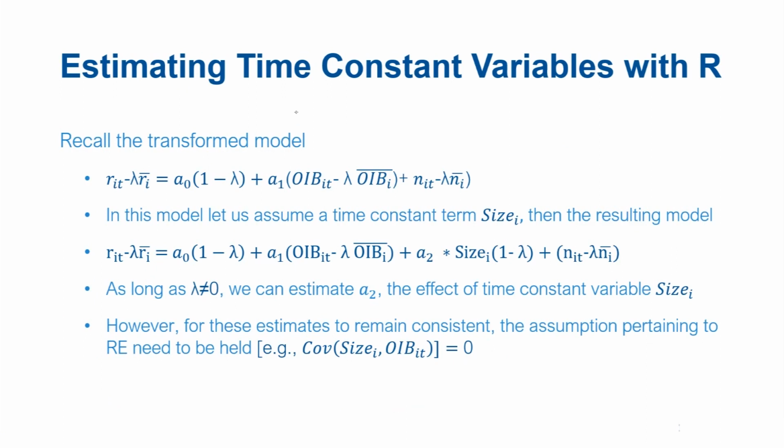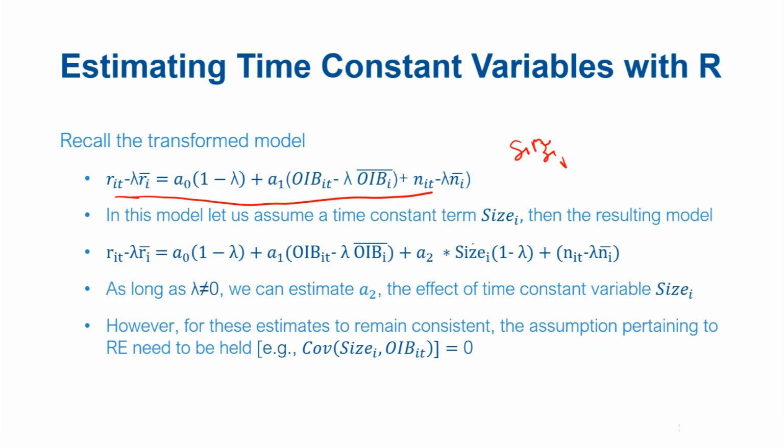Now, how to estimate a time constant term with random effects in R? So recall our transformed system of random effect model. This was our transformed system. In this transformed system, let's say there is a time constant term size, which is specific to individual entity i, that needs to be estimated and introduced in the model.